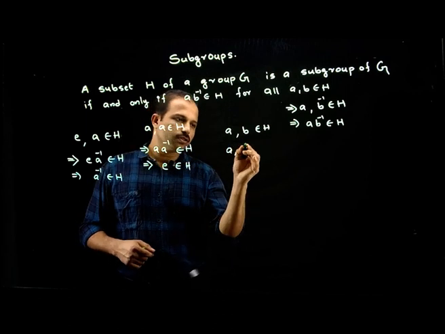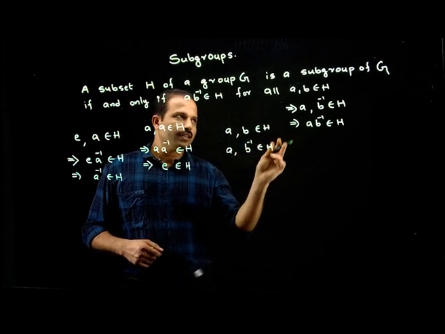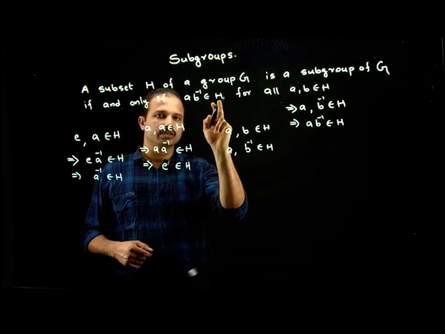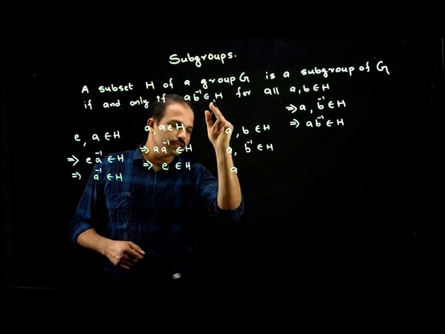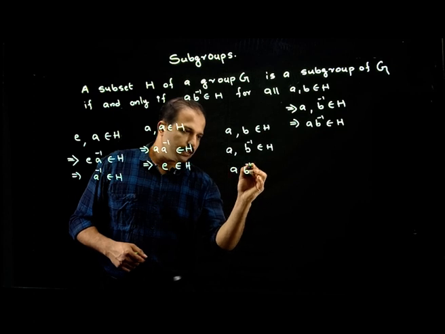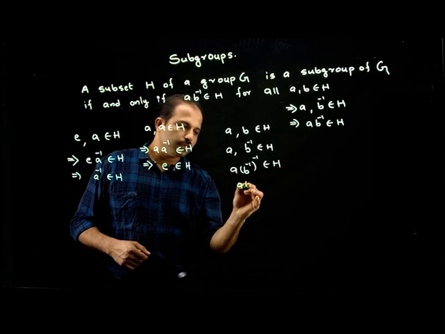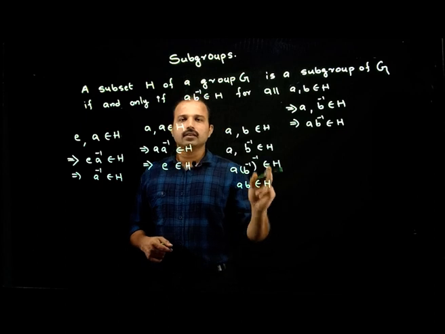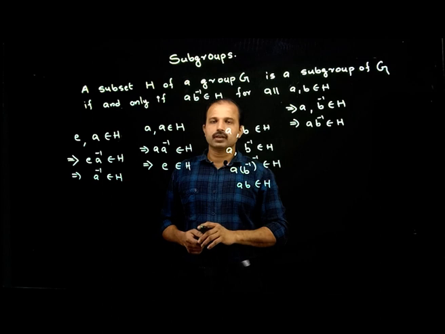So since B belongs to H, B inverse also belongs to H. Now this condition implies that AB inverse belongs to H. So by using this condition, A B inverse inverse belongs to H. That is AB belongs to H. That means our H is closed under the binary operation. So all the four conditions for a group are satisfied by H, so H is a subgroup of G.